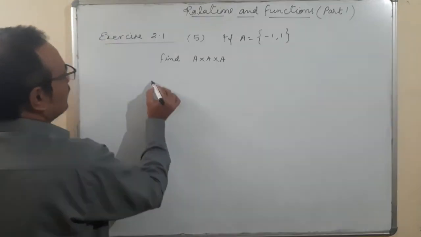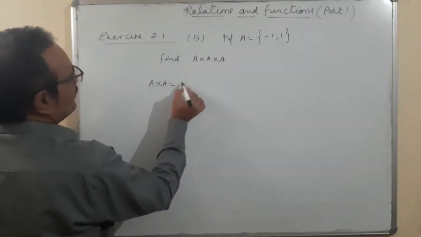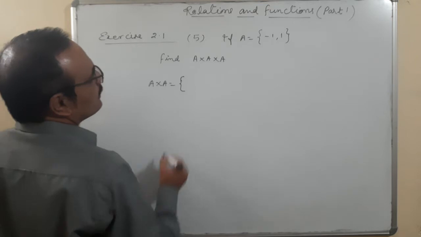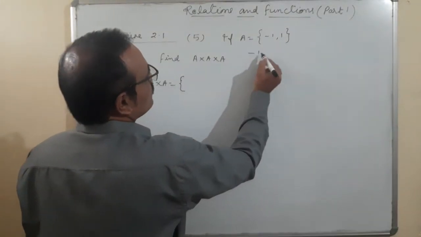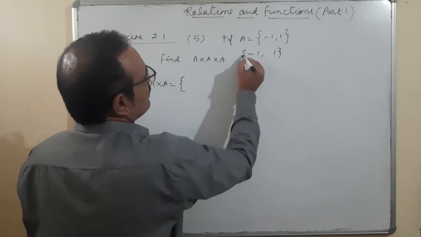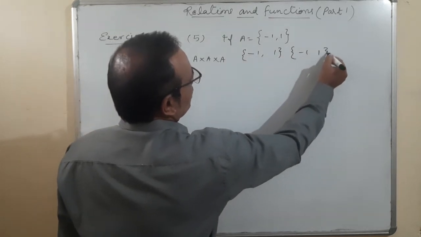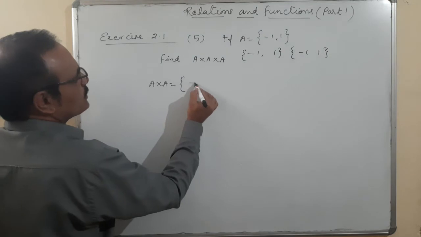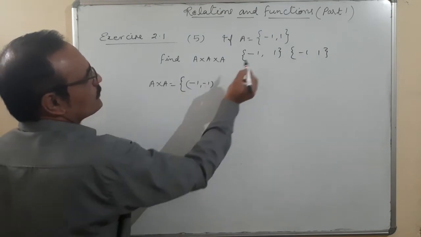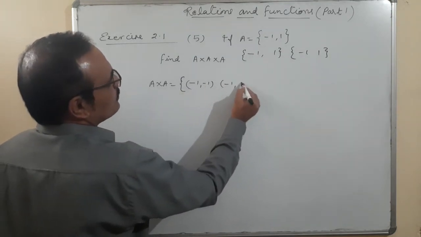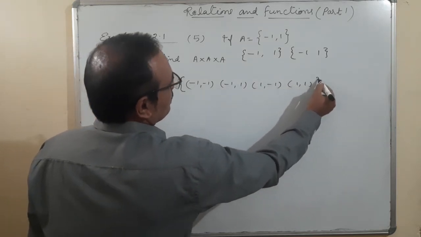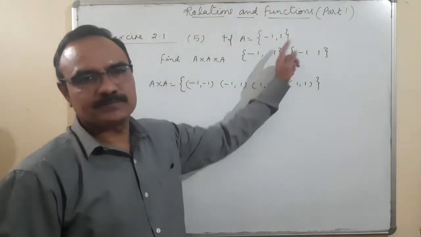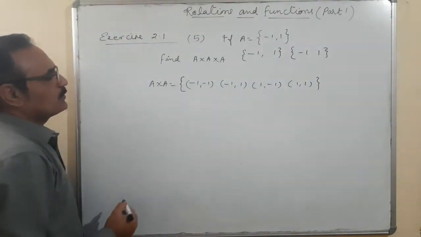First of all, we are finding A cross A. The elements are minus 1 and 1. So that means it is minus 1, 1. It is also minus 1, 1. So when I write here minus 1, first order pair, minus 1, plus 1, 1, minus 1, and 1, 1. Is it okay?